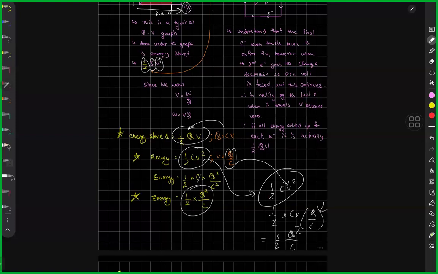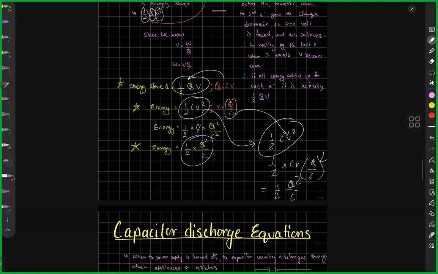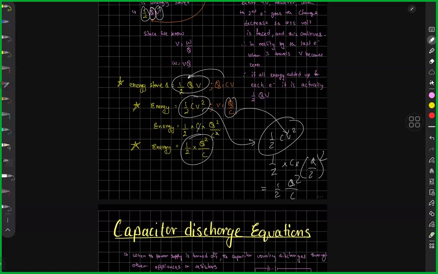Granted, I can also substitute other variables from other equations, and what I find is that energy can be expressed as half CV squared. It can also be expressed as half Q squared by C. These are the three main ways that we can find the energy stored in any capacitor. Granted, I know it's the capacitance, and I know it's the voltage applied, that is, the final voltage across it.